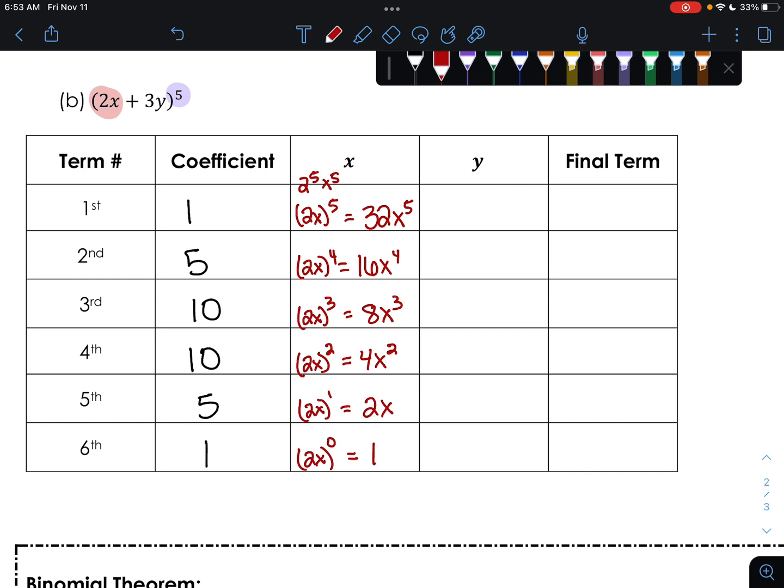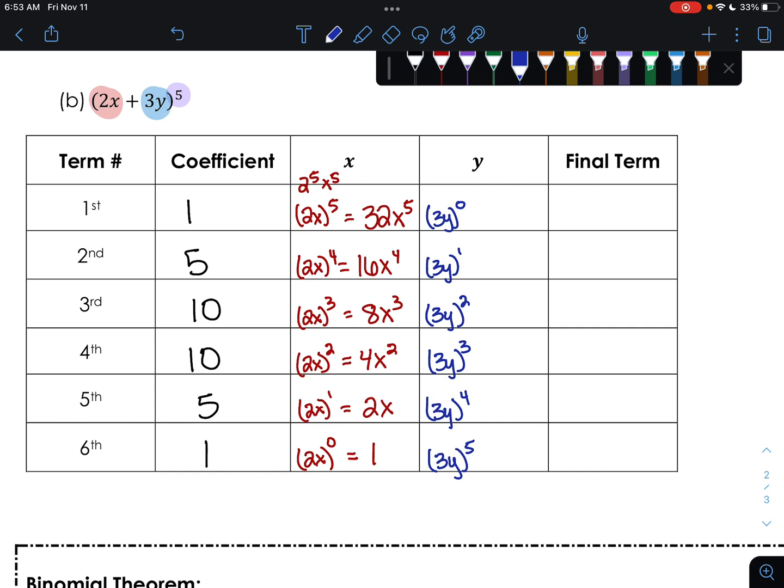So now we repeat that process with our second term. But remember, this one goes from small to big. So we start with 3y to the 0, 3y to the 1st, 3y to the 2nd, 3y to the 3rd, 3y to the 4th, and 3y to the 5th.